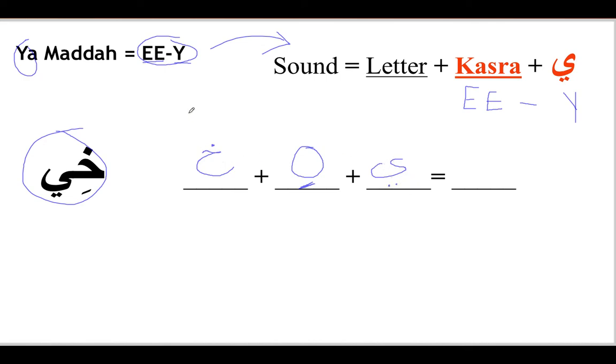So what sound does the letter kha make? That makes the KH sound, right, from your throat. The kasra makes the double E sound. And the letter ya makes the Y sound, right? So let's put these English letters together to make the resulting sound in the equation. KH E E Y. So khee, right? Khee. And again, I'm putting two fingers up when I'm saying that, okay? So that is the letter ya madda.